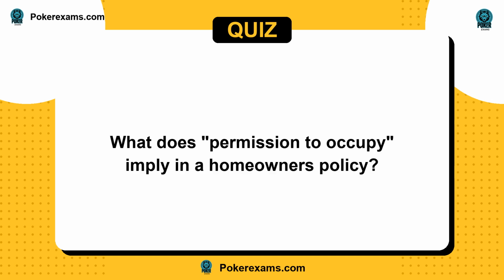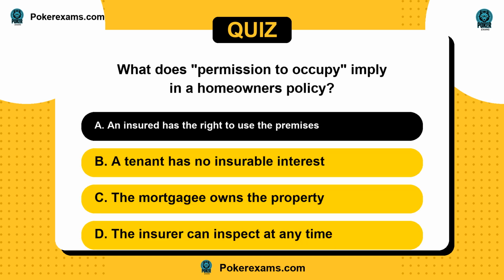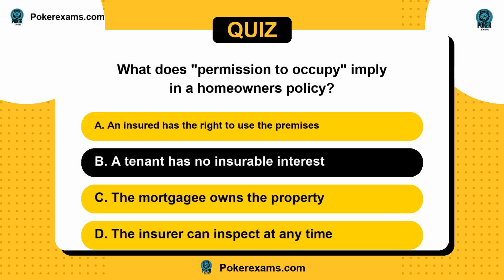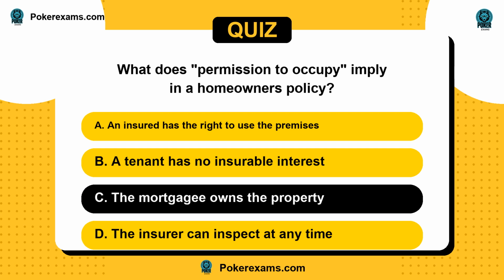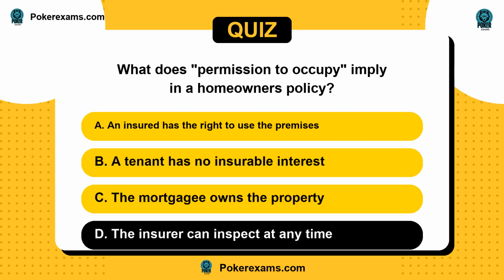Next question. What does permission to occupy imply in a homeowner's policy? Is it A, an insured has the right to use the premises? Or B, a tenant has no insurable interest? C, the mortgagee owns the property? Or D, the insurer can inspect at any time?